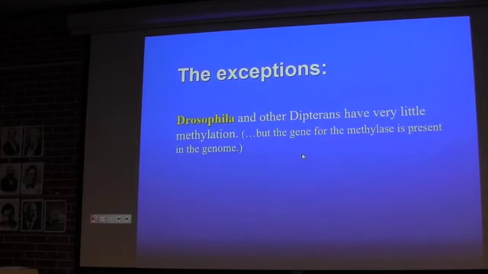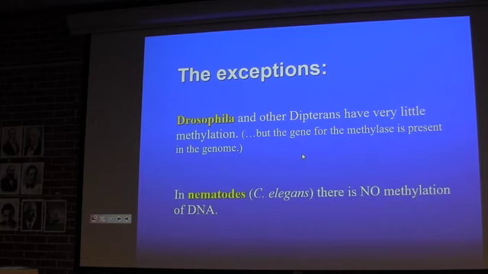The exceptions: Drosophila and other dipterans, which are flies, have very little methylation. How can you make a CpG island work if you've got no methylation occurring? Nematodes, there is no methylation of their DNA. We don't know.